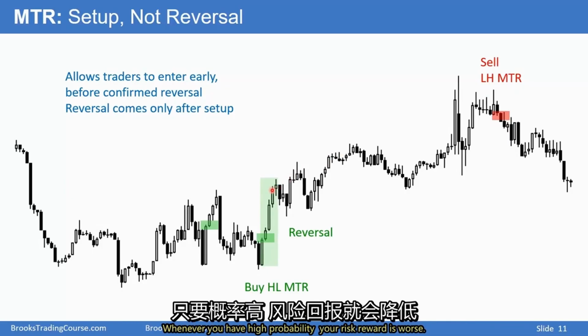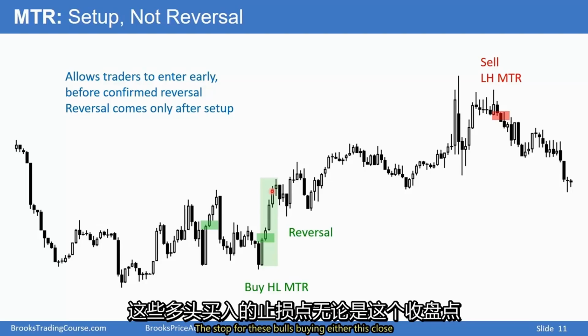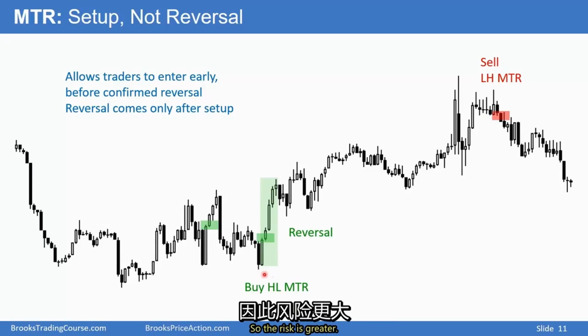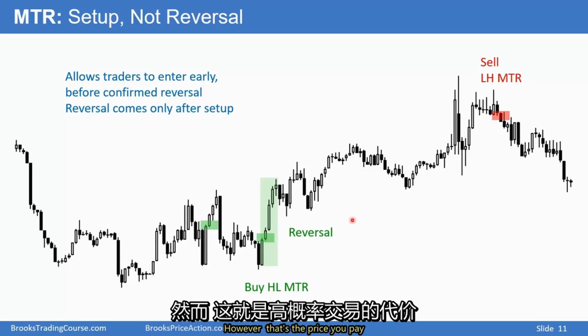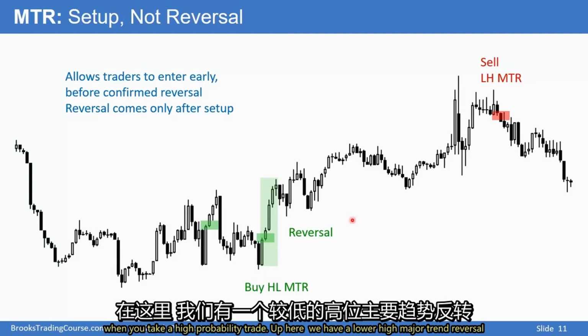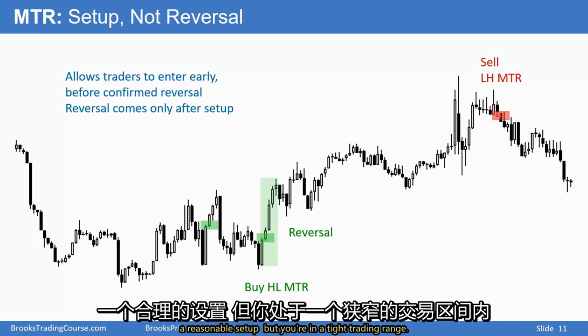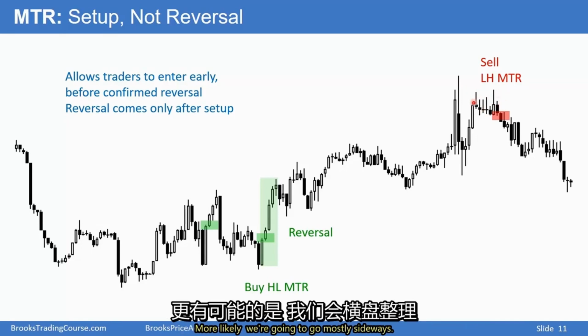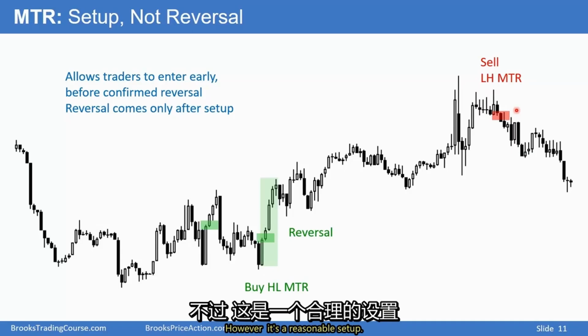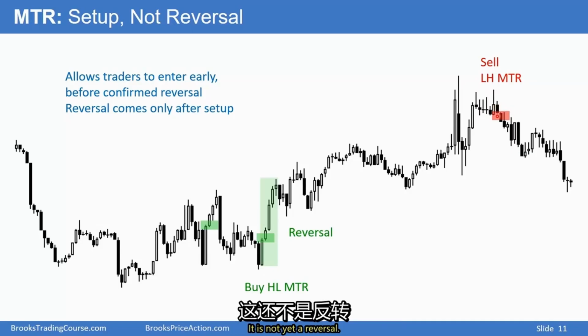Whenever you have high probability, your risk reward is worse. The stop for these bulls, buying either this close or that close, is down here. So the risk is greater. However, that's the price you pay when you take a high probability trade. Up here, we have a lower high major trend reversal, a small double top, a decent 2-bar reversal, a reasonable setup, but you're in a tight trading range. More likely, we're going to go mostly sideways. However, it's a reasonable setup. It is not yet a reversal. It's a reversal setup.